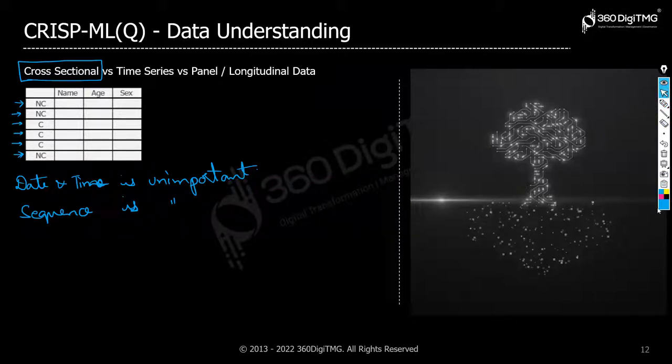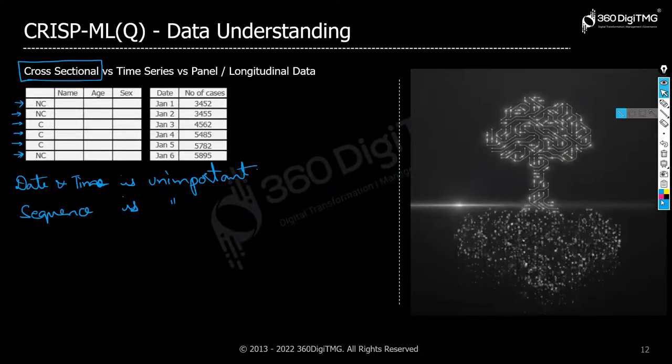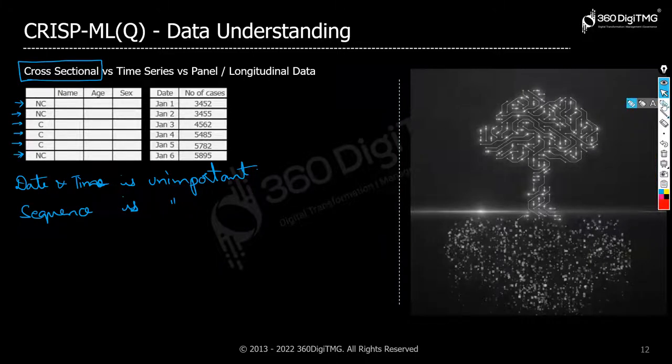Then we have time series dataset. When it comes to time series dataset, the date and time and the sequence in which you arrange the data would become extremely important. And you will have only a single variable in your dataset. For example, say you're looking at number of COVID-19 cases. When you deal with the number of COVID-19 cases, you need to arrange the data in a sequence. Day one, day two, day three, day four, day five, day six. So it has to be arranged in the sequence. And you can arrange the data in a sequence because you have the variable called date and time.